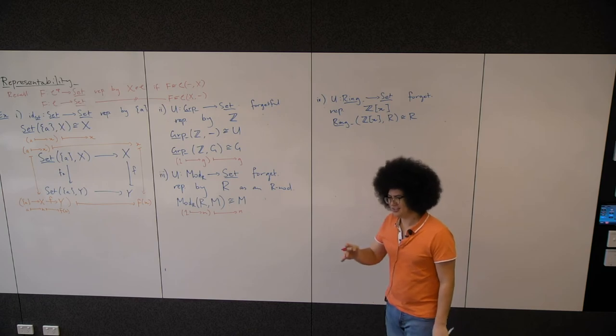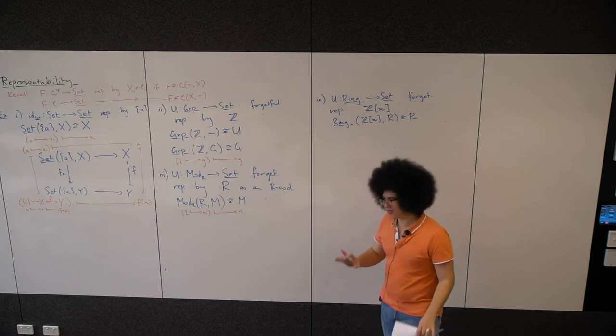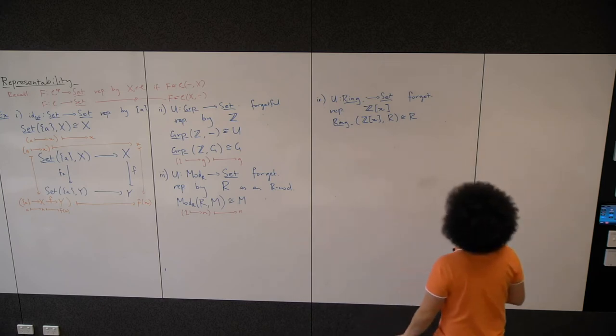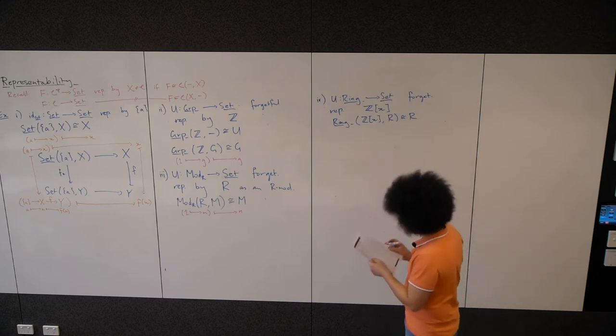Non-unital rings are a thing, but you shouldn't ever say unital ring. All rings are correctly unital. And I will send out a 4-page note about why this is the case.